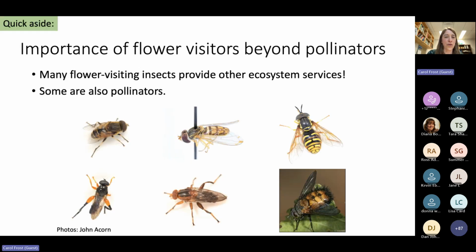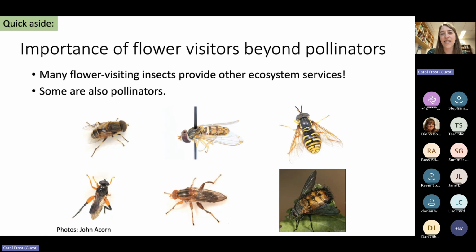I now just want to talk about the importance of flower visitors beyond pollinators. So in this talk, I've actually been talking about all insects visiting flowers because I think conservation of flower visiting insects in general is interesting because these are highly diverse, very behaviorally diverse, morphologically diverse, interesting animals that are worth conserving. But the use of the term pollinator indicates that we're interested in these mainly because of what they do for plants. And many flower-visiting insects aren't actually great pollinators.